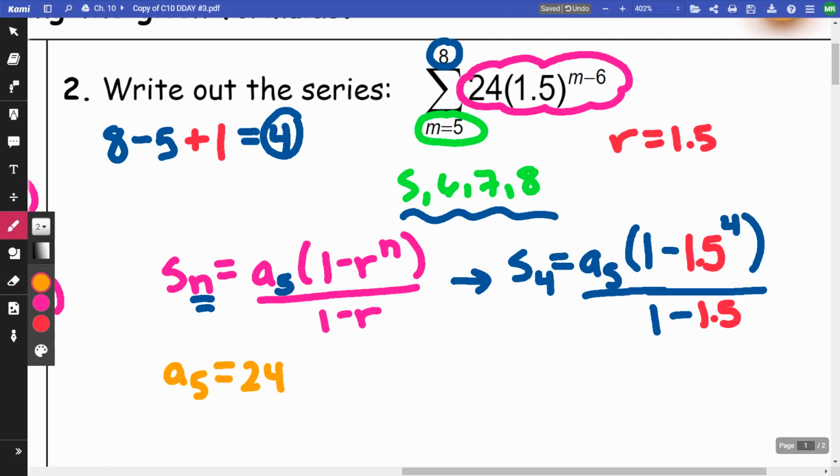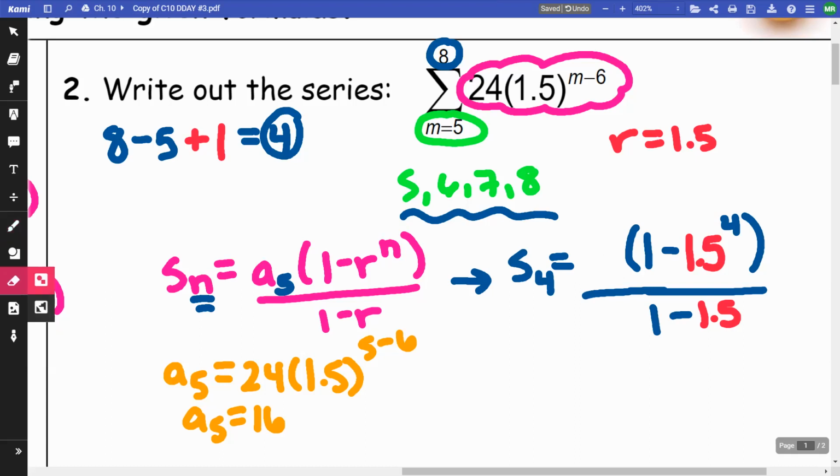It's going to be 24 times 1.5 to the 5 minus 6, or to the negative first power. So I'm going to go in my calculator, 24 times 1.5 raised to the negative first power. And I get that my a sub 5 is 16. So that is what's going to go into this spot right here. I am going to get 16.